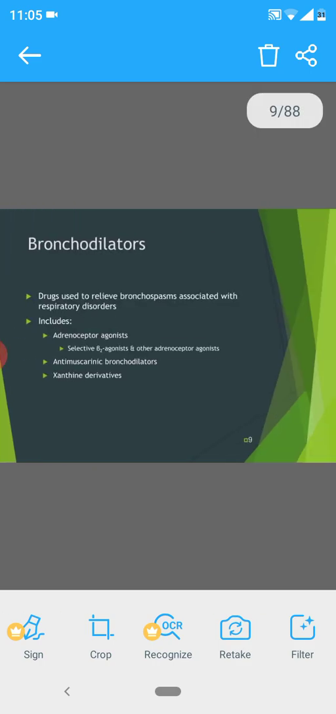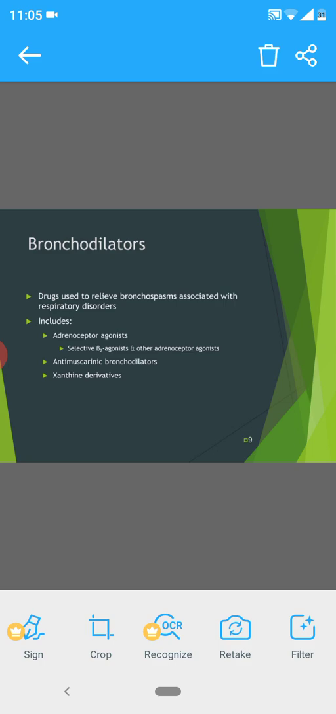Now we are going to discuss these drugs one by one, the drugs usually used to manage respiratory disorders. First is bronchodilators. Bronchodilators, as the name suggests, are dilators.